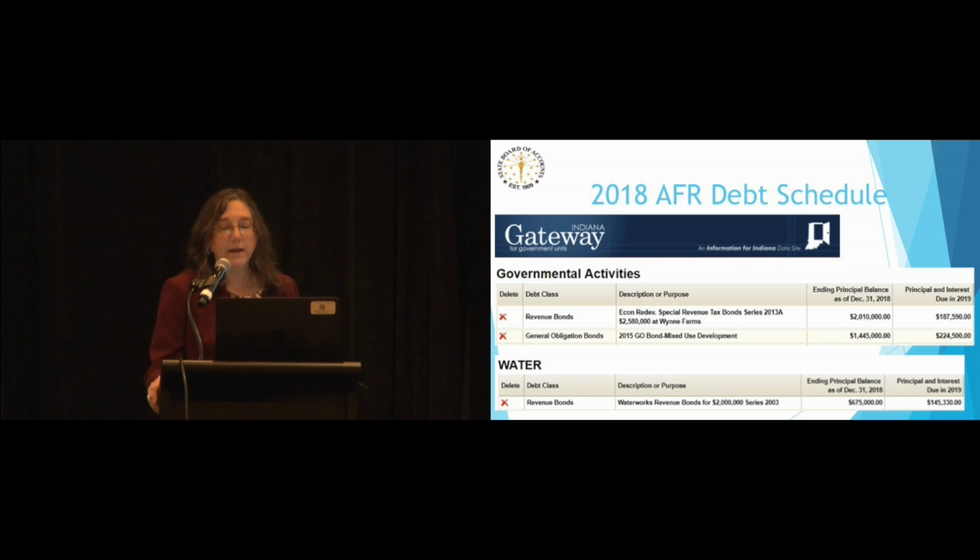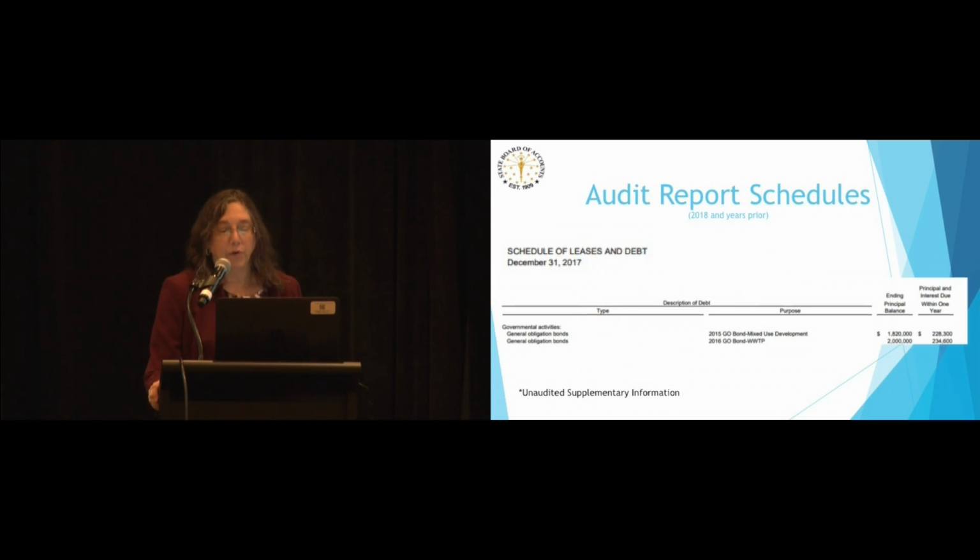And what that generated was a schedule which was included in the audit report as unaudited supplementary information. So we did not put an opinion on it, but we did provide that information as supplemental information. This is kind of what it looks like in the audit report. So if you had debt, you would have had this section in there. Again, it shows the ending principal balance, the principal and interest due within 1 year by activity and class. It was not in the notes to the financial statements. It was in a separate supplemental section.